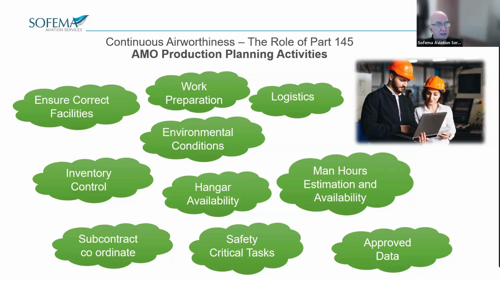So that drawing there shows all the things that the AMO production planning group would be involved with. It's quite a lot of stuff. They're a very important part of a Part 145, basically the brains of the system. They project manage an aircraft from the start of its heavy check all the way through to the end, and also interim maintenance performed online. So there's quite a lot of activities that need to be coordinated and done effectively.